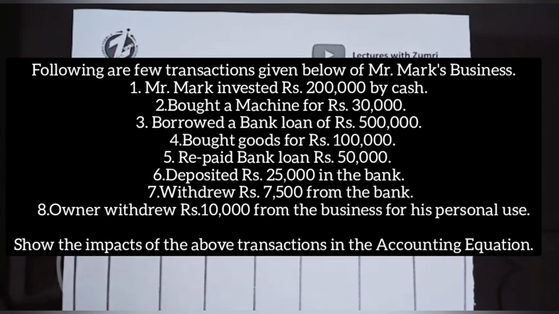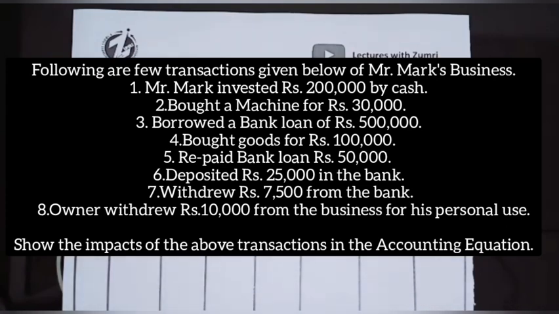The second one says bought a machine for rupees 30,000. Third one, borrowed a bank loan of 500,000. Fourth one says bought goods for rupees 100,000. And the fifth one, repaid bank loan 50,000 rupees. Sixth one says deposited 25,000 in the bank. And the seventh one, withdrew 7,500 from the bank. And the last one says owner withdrew 10,000 from the business for his personal use.